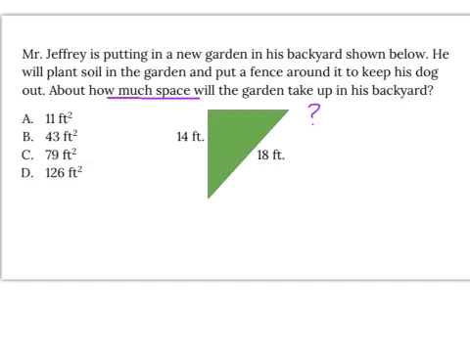So this one's a little tricky because it talks about planting soil in the garden, which means that's everything on the inside because that's where we're going to plant the soil. But we're putting a fence around it to keep his dog out. So if we're putting a fence around that, that means to me that it's talking about perimeter. But the actual question itself is talking about how much space the garden is taking up.